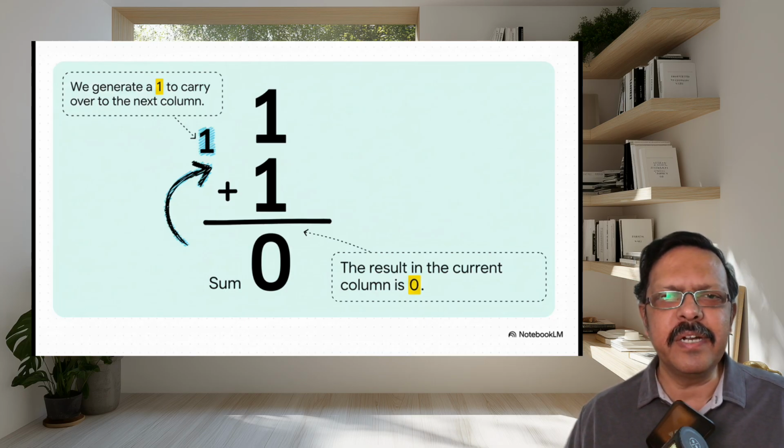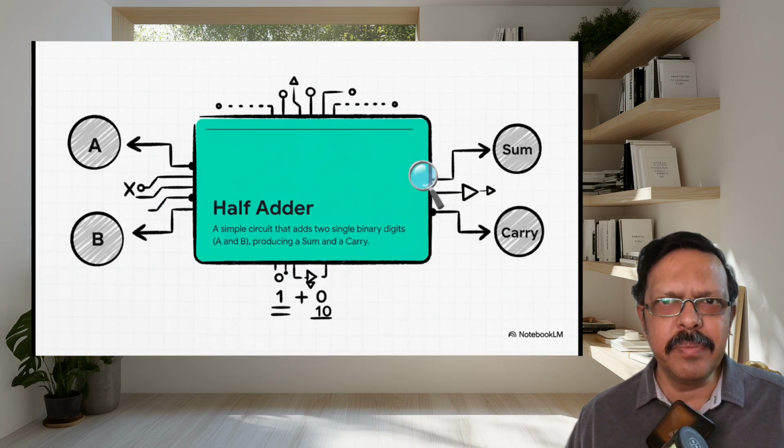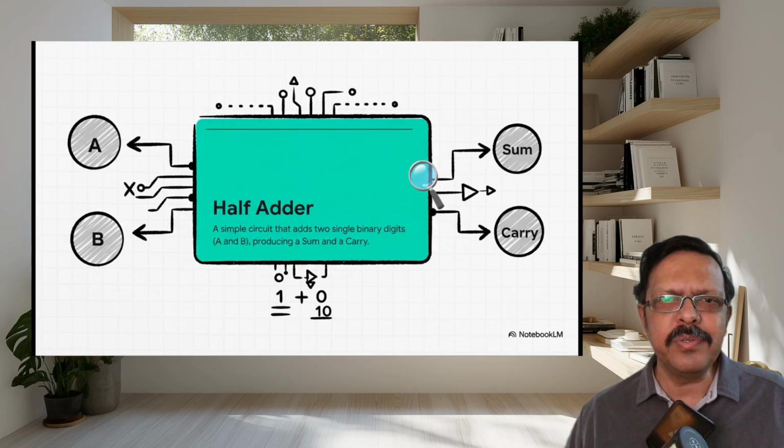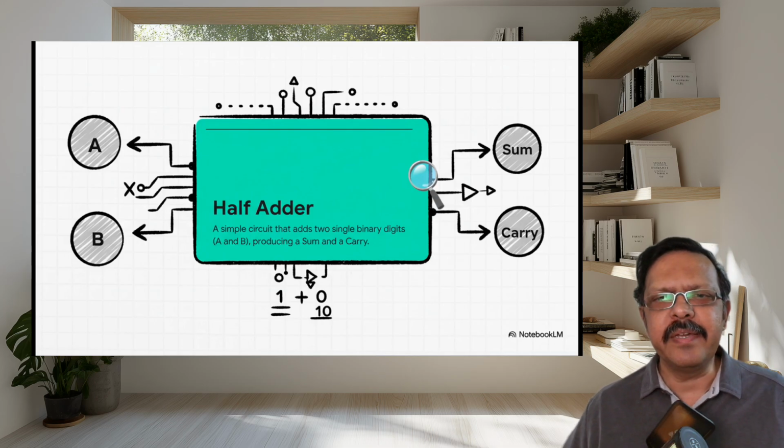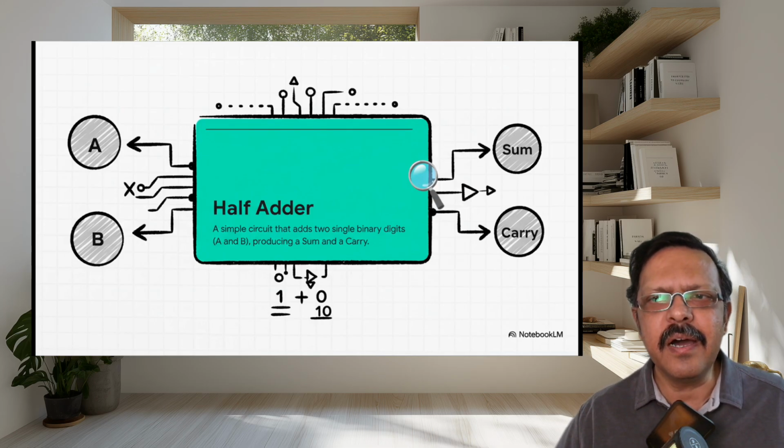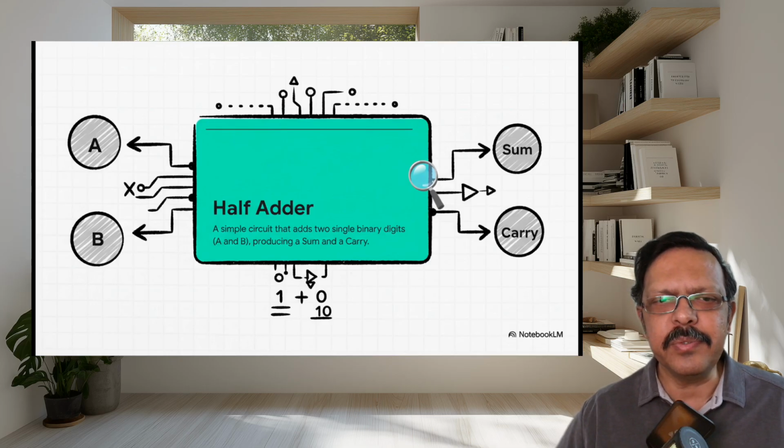So the first one we look at is the half adder. This is the simplest adding circuit. To add two single bits and produce a sum and a carry, digital electronics uses the half adder, the smallest or simplest possible addition circuit. It takes two inputs, A and B, and produces two outputs, sum and carry.